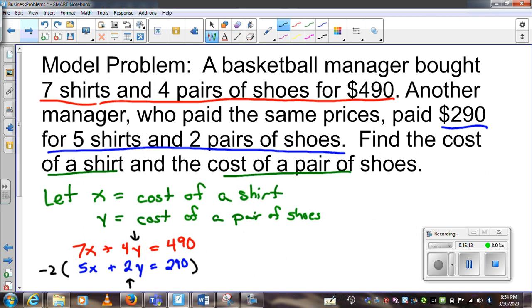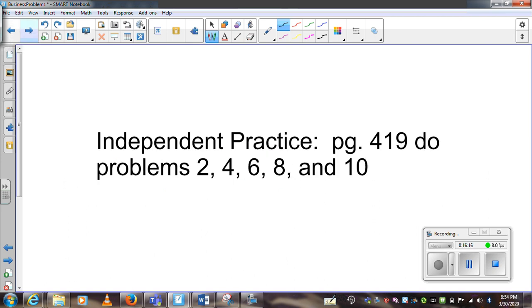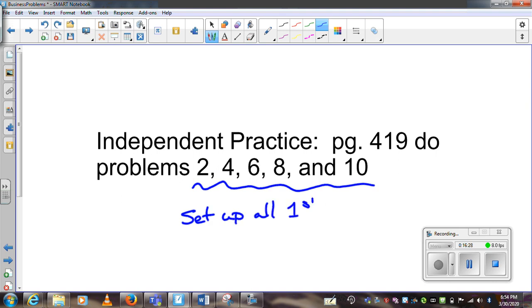Okay, what I would like you to do is go to page 419 of your book, and I would first like you to set these up. So set up all first. Then what I want you to do is go back and solve. Okay? So you have a certain amount of time to work with. Don't go crazy. Don't spend too much time. But what I'd like you to do is go through and set up all of them first and then go back and solve.